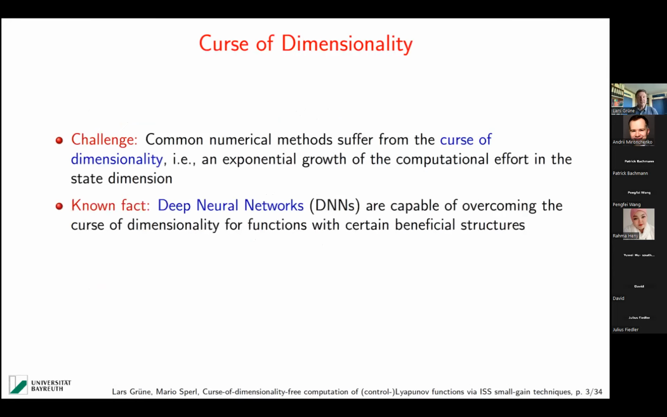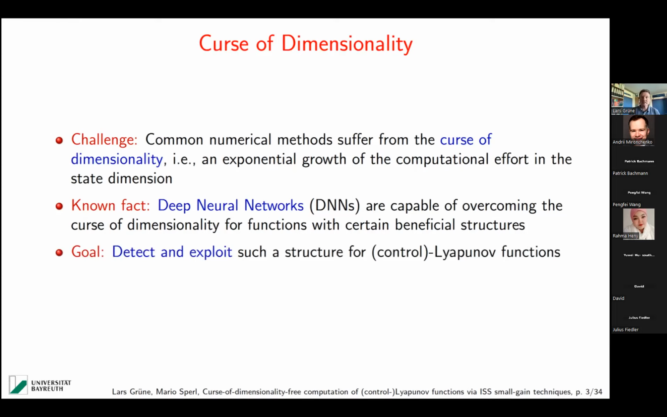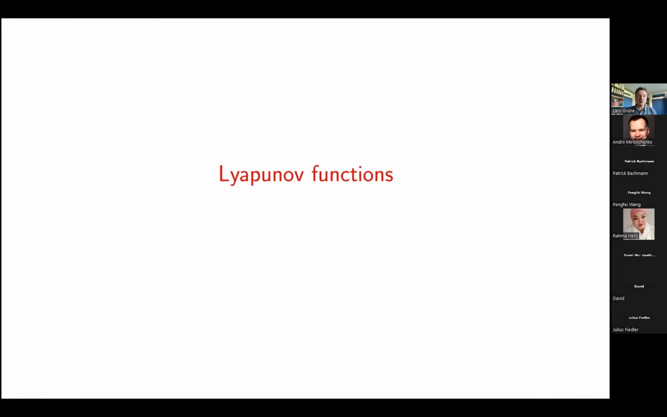And what is known is that deep neural networks are, under certain circumstances, capable of overcoming this curse of dimensionality. But this doesn't hold always, and I will talk a little bit about when it does and when it doesn't, but only for functions with certain beneficial structures. You need the right class of functions, then they can work very well. Otherwise, it may be just as difficult as any other approximation method. And the goal is now to detect and exploit such a structure for control Lyapunov functions or Lyapunov functions. This is where ISS and small gain theory will turn out to be very helpful.